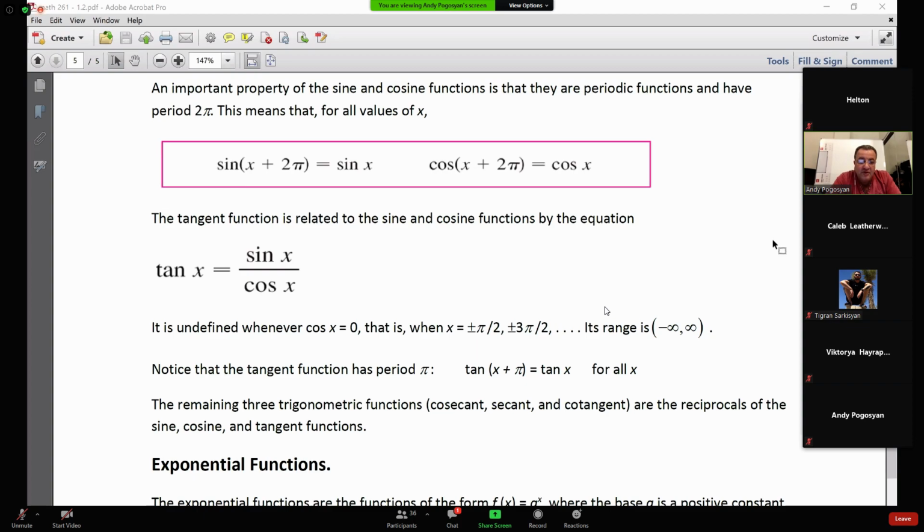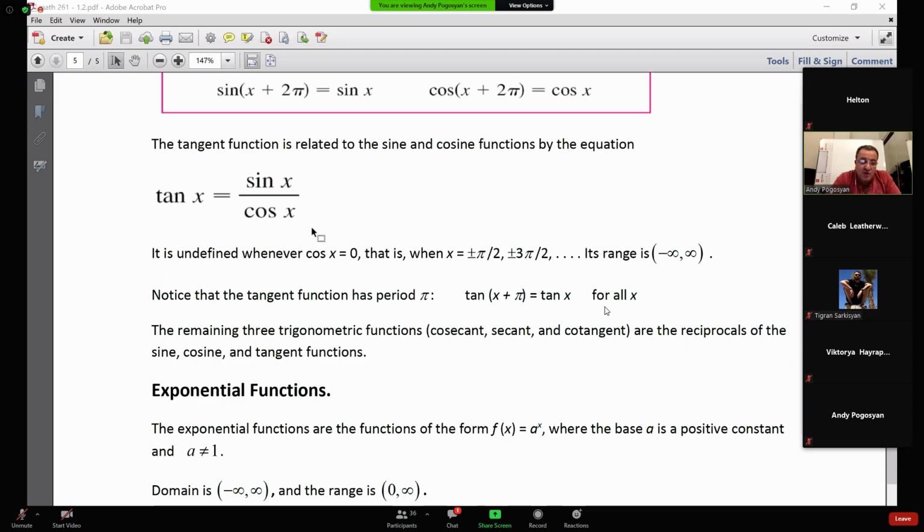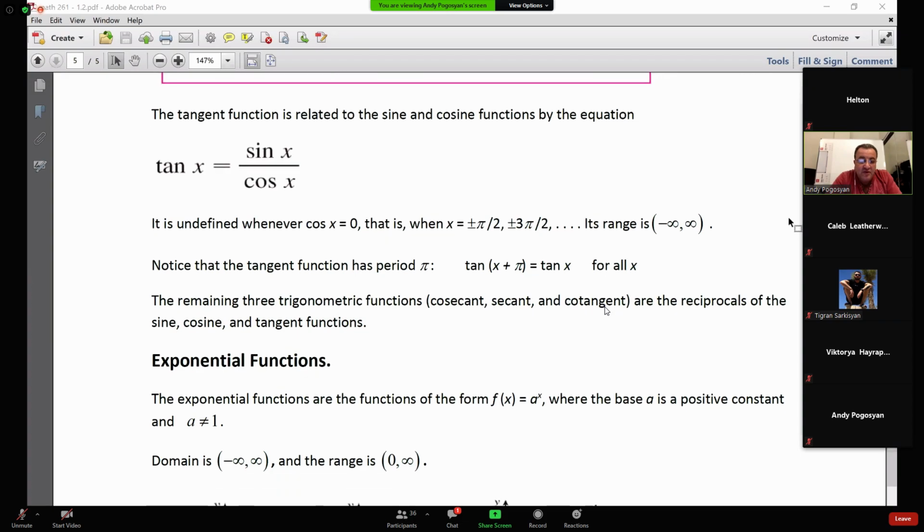Now, tangent is defined as the ratio of sine x and cosine x. So that's why we have a restriction already on tangent x. Cosine x occurs in the denominator, so the zeros of cosine x are not allowed. So tangent x is defined for all values of x except x equals an odd integer multiple of pi over 2. So plus or minus pi over 2, plus or minus 3 pi over 2, and so on. The range for tangent x is negative infinity to infinity.